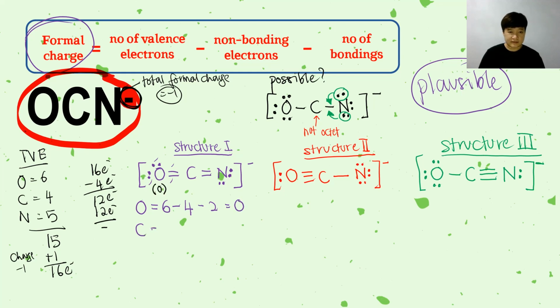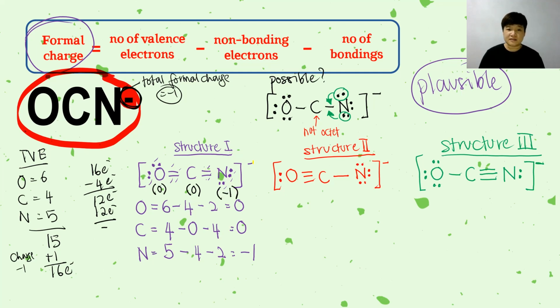Next, carbon in this case, carbon valence electron 4 minus non-bonding electron, there is no lone pair, so 0, minus number of bond, carbon holding 4 bond, so minus 4, carbon equals to 0. So carbon is 0 over here. While nitrogen, valence electron 5, minus non-bonding electron 1, 2, 3, 4, minus 4, minus number of bond having 2, 1, 2, minus 2. So nitrogen now is 5 minus 4 minus 2, -1. So your nitrogen calculated in your structure 1 is -1.